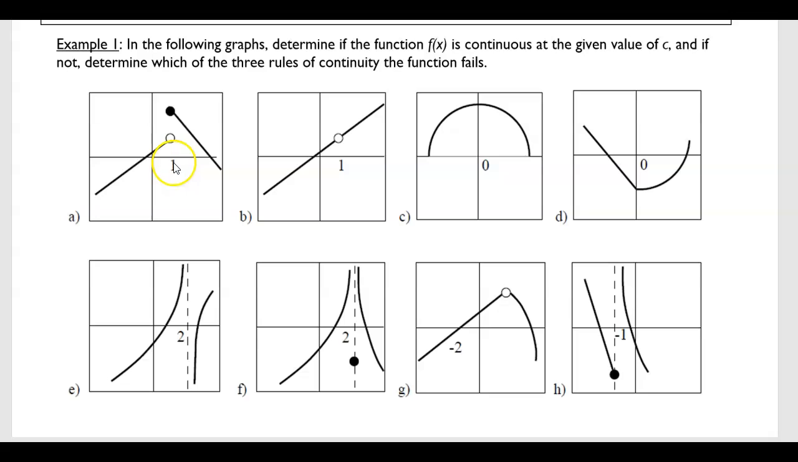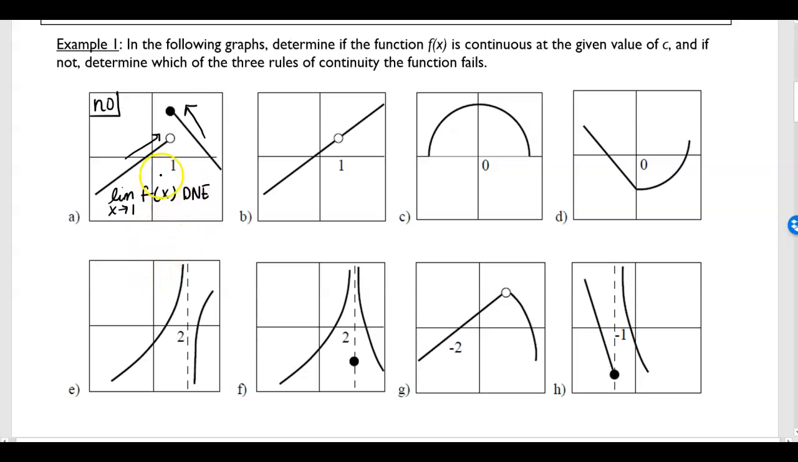So in A, we're looking at 1, and we can see there's a break in this graph. So I can say, no, this graph is not continuous. The reason why is that the limit does not exist. The left and the right sides do not match up. So the limit as x approaches 1 of f of x does not exist.